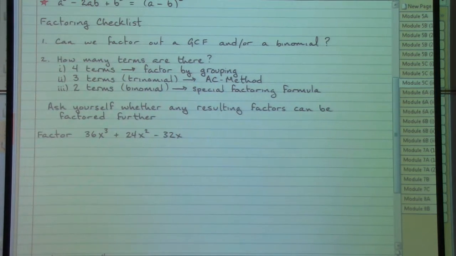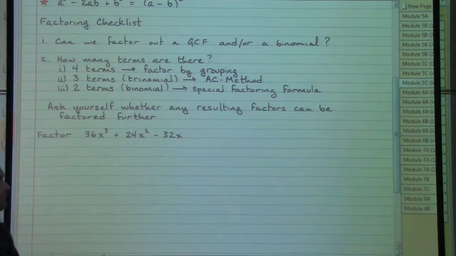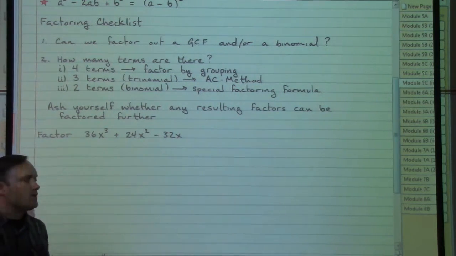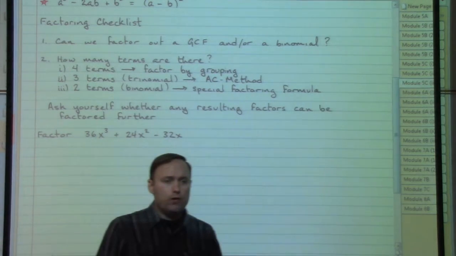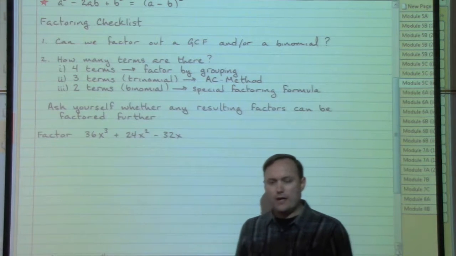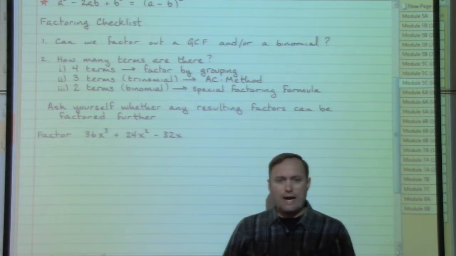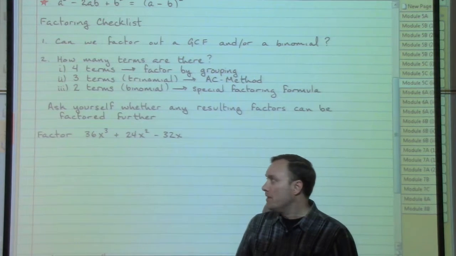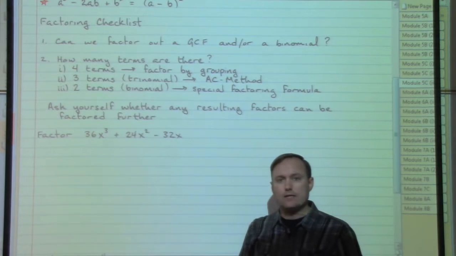So, if we're told to factor 36x^3 + 24x^2 - 32x, the directions simply say factor. We don't have any hint, we don't have any indication automatically of what we should try to do in order to get our answer, in order to factor this. So, without that hint, use your checklist.